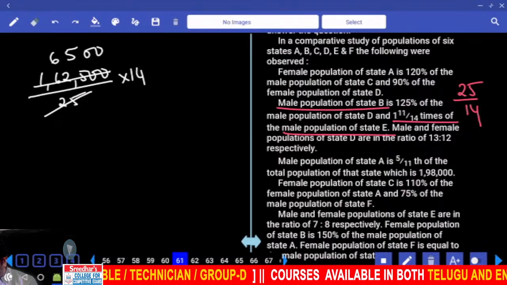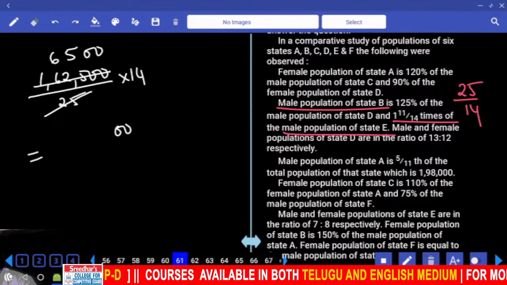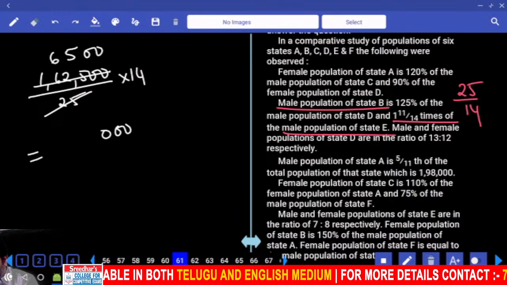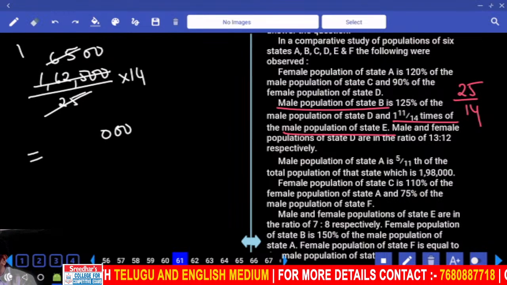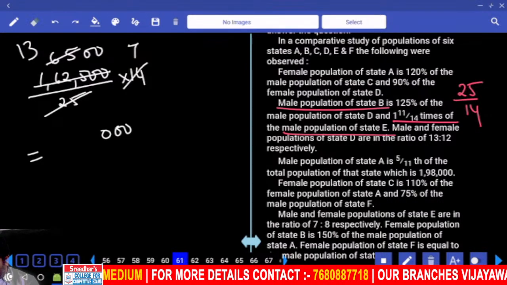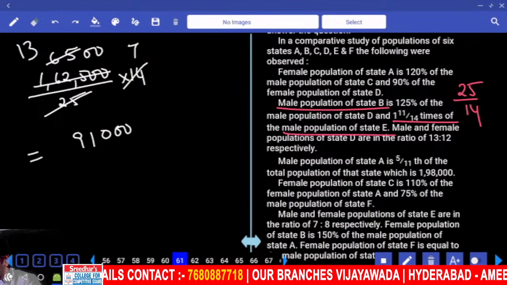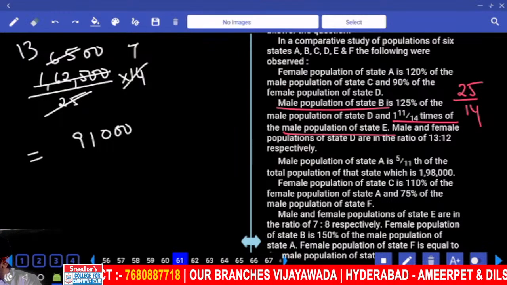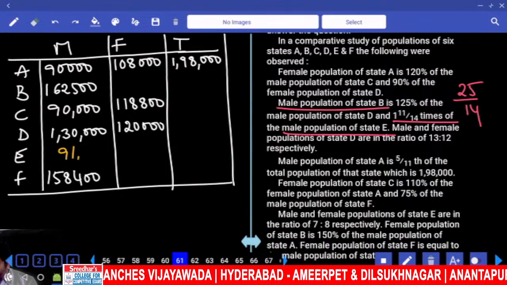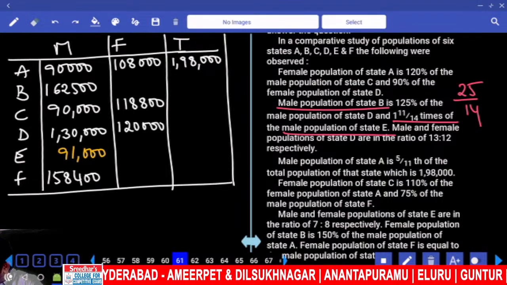How many zeros are already there? Leaving zeros, you see 5 multiple and also even number. That means you will get one more 0. Take 5 multiple. Take even number. 13 7 times 91. Which is 91,000? Male in E, 91,000. Is it clear?